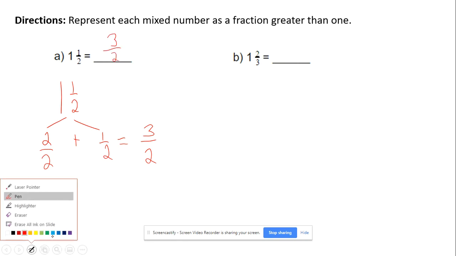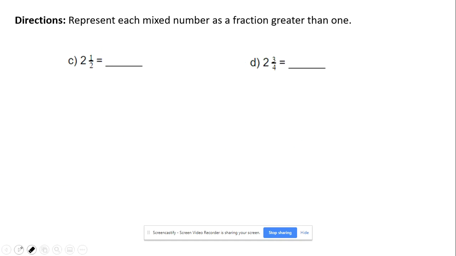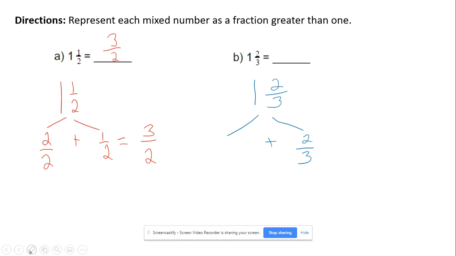Here I'm going to change the color. I don't really like the red. All right, now we have 1 2/3. When we break this up, we have 1 plus 2/3. We can rewrite 1 whole as a fraction, which would be 3 over 3. So 3/3 plus 2/3 is 5/3. 1 2/3 is equivalent to 5/3.